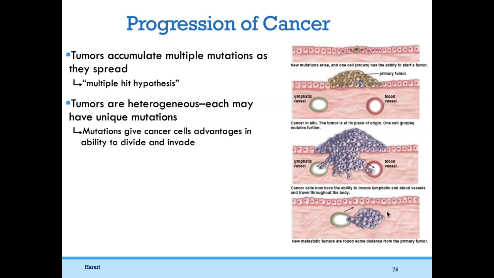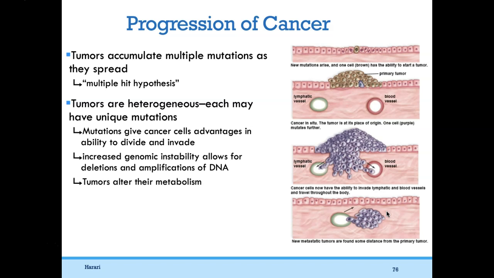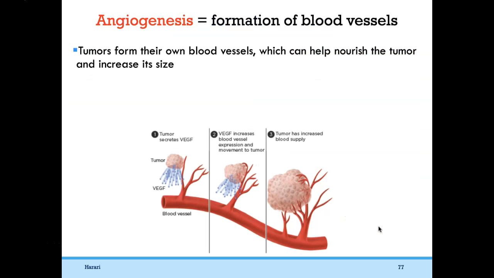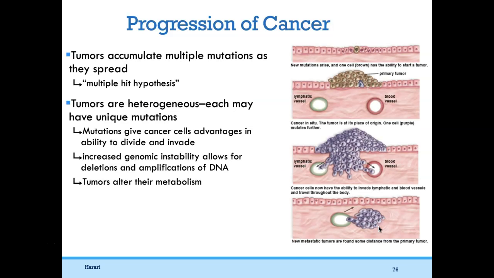So they keep on acquiring new mutations, more advantages to invade. And over time, right, they keep on being able to make more mutations, delete DNA, add DNA. They're out of control. Cancer cells are completely out of control. So that allows them to spread to other locations in the body. Tumor cells completely alter their metabolism. So they do cell respiration in a different way. They duplicate their DNA with a lot less fidelity. So tumor cells are very different than healthy cells, but it's an accumulation of multiple mutations that makes cancer progress.